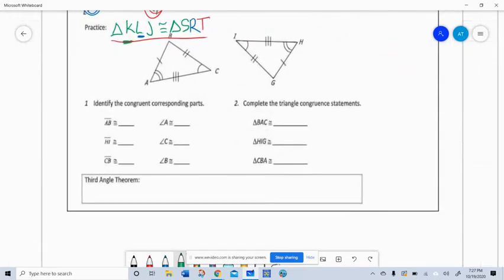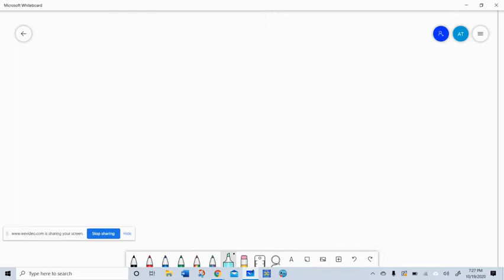So let's look down here at this bottom part where we have two congruent triangles, and we want to find all those parts that would be congruent. So let's see what we got. We've got AB. So let's see. AB is, oh no, what'd I do?